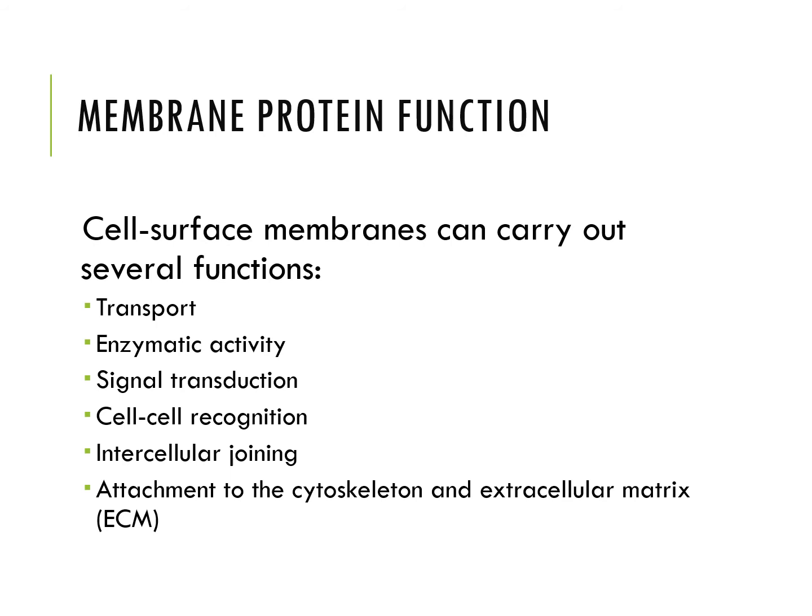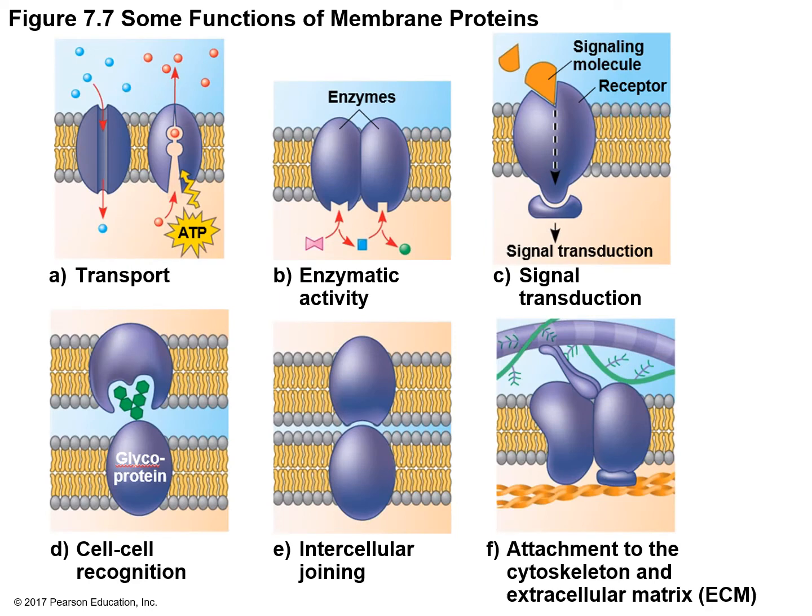So cell surface membranes can carry out several functions. So we have transport, enzymic activity, signal transduction, cell-to-cell recognition, intercellular joining, and the attachment to the cytoplasm or the extracellular space. So here's just what those look like. So we have proteins that help with transport, help molecules come in and out. And we'll talk more about this later.